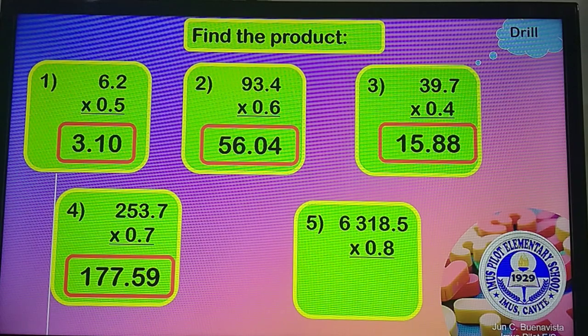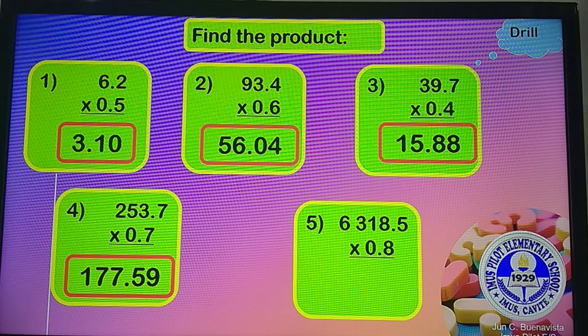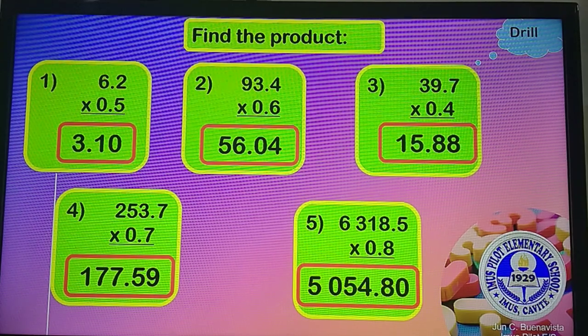For number 5, 6,318 and 5 tenths times 8 tenths. So we have 8 times 5 equals 40. Bring down 0, carry 4. 8 times 8 equals 64 plus 4 equals 68. Carry 6. 8 times 1 equals 8 plus 6 equals 14. Bring down 4, carry 1. 8 times 3 equals 24 plus 1 equals 25. Bring down 5, carry 2. 6 times 8 equals 48 plus 2 equals 50. The factors have two decimal places because we have one decimal place in the multiplicand and one decimal place in the multiplier. So the product has two decimal places. So the answer is 5,054 and 80 hundredths.